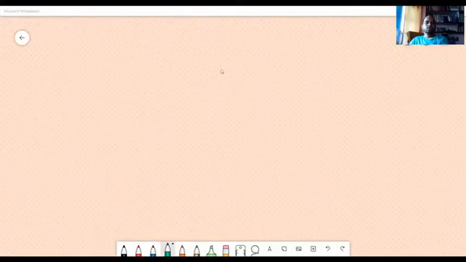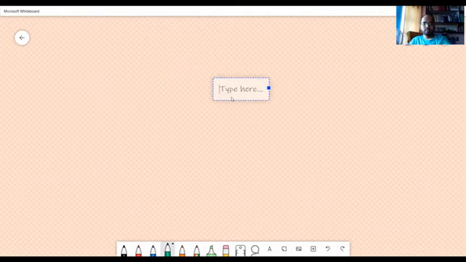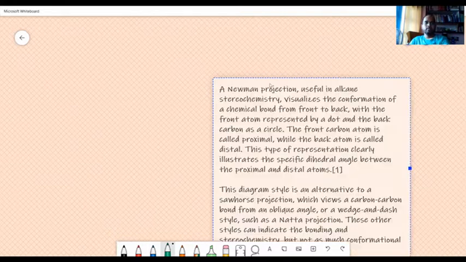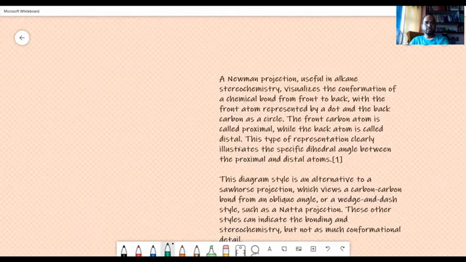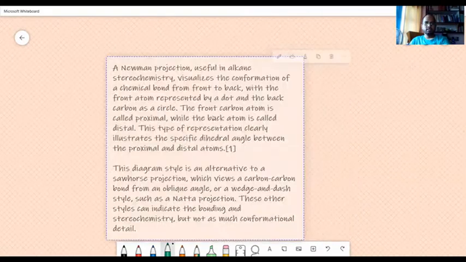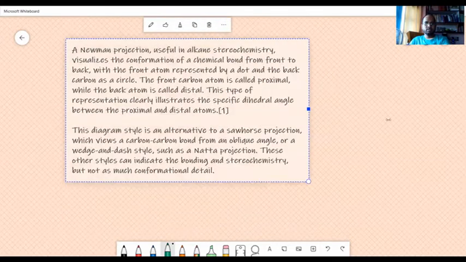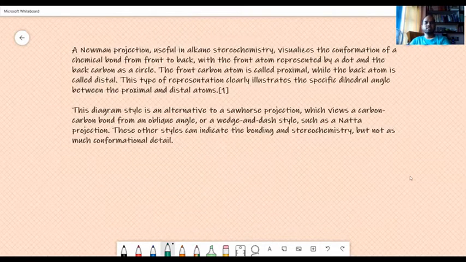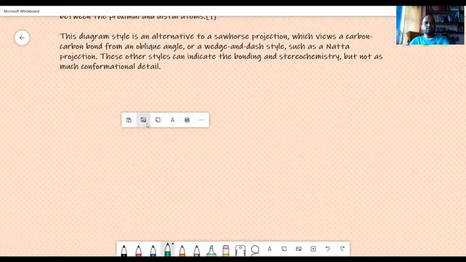So here is the text that I wrote in the beginning, regarding the Fischer projection formula, the Newman projection formula, and the general formula, how it is written. So we used this. The Newman projection is useful in alkane and stereochemistry, and this is what they have already given. So let me import some structures and tell you about them.